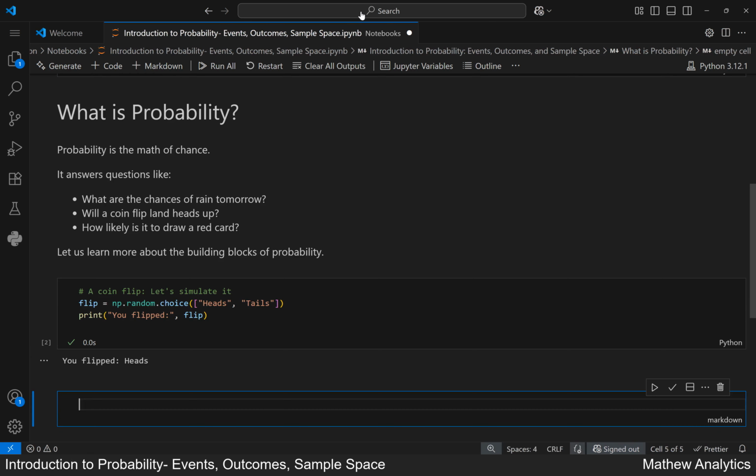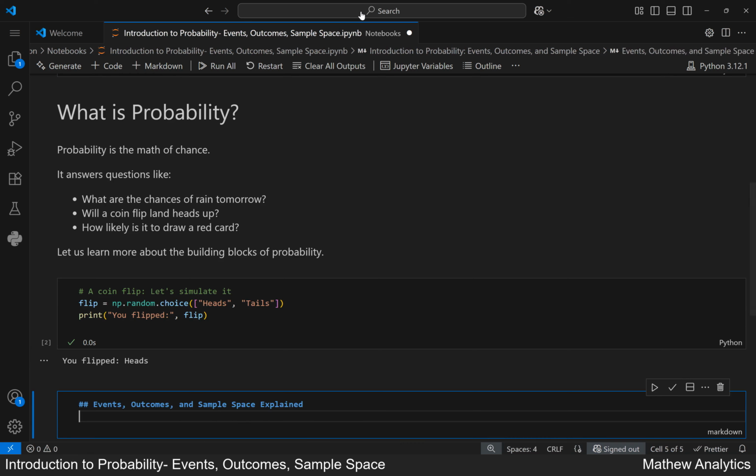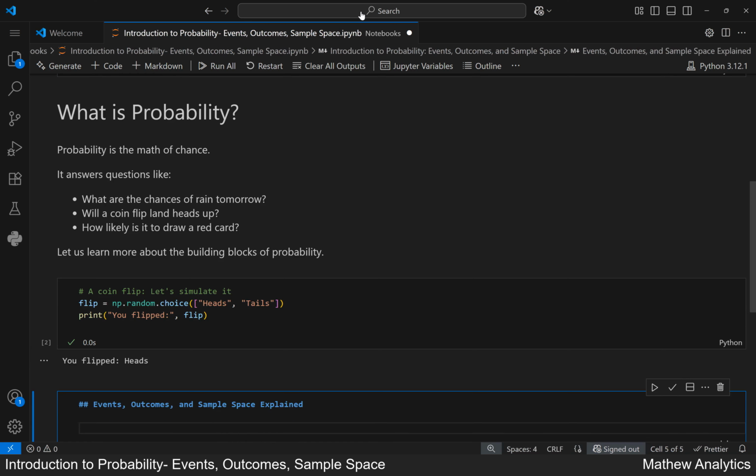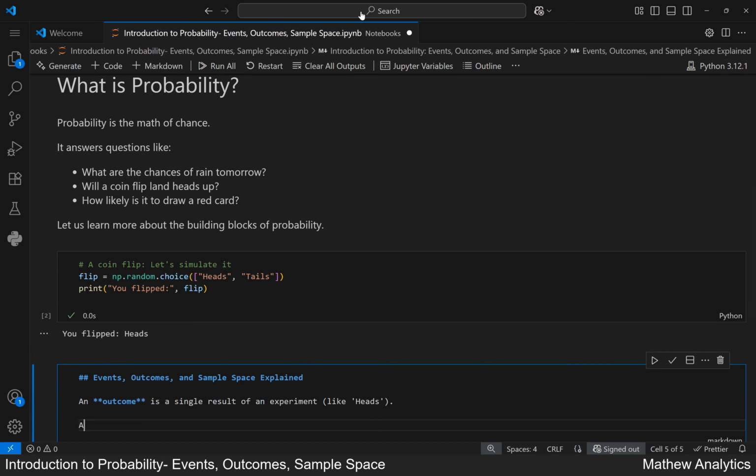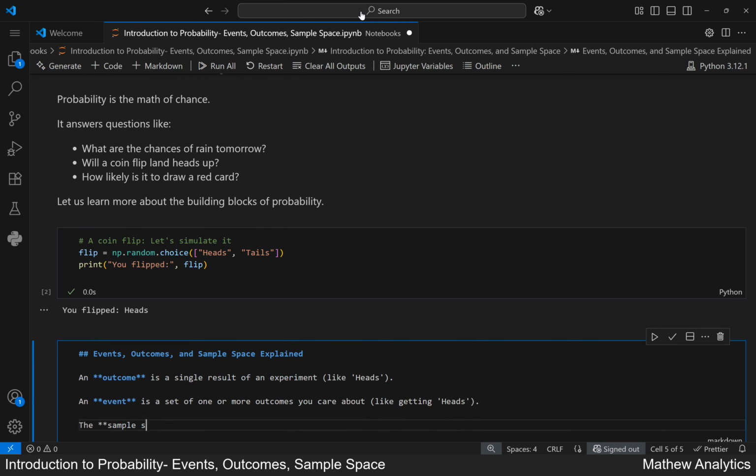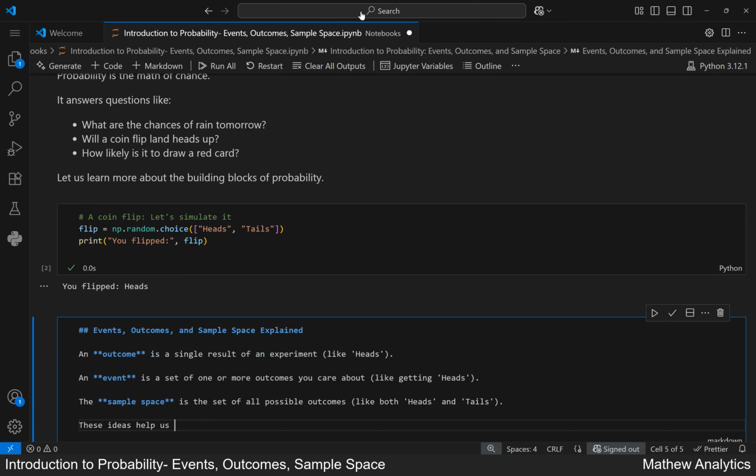Events, outcomes, and sample space explained. An outcome is a single result of an experiment, for example getting heads. An event is a set of one or more outcomes you care about, such as getting heads. The sample space is the set of all possible outcomes, like both heads and tails. These ideas help us compute probabilities. Running the cell now.